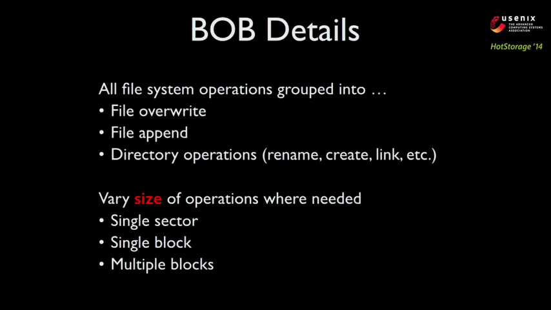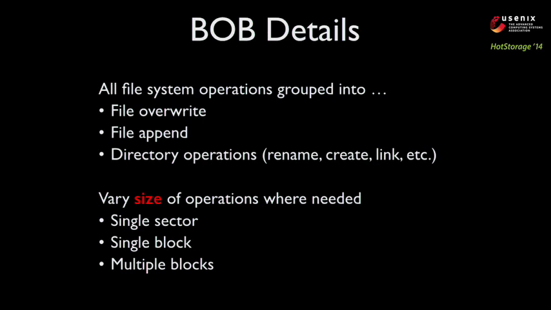Okay, just one more detail, and then I'll show a few results. So it turns out, for the sake of this study, the file system API is actually very broad, but we can just look at 3 groups of operations. We're going to look at file overwrites, file appends, and then we group essentially all directory operations, renames, creates, links, unlinks, all those things into, we'll just call those directory operations. And it turns out that's enough to see some of the differences across different file systems. And of course, we'll also vary some of the size of operations. So we'll do things like a single sector write, a single block write, or multiple block writes.